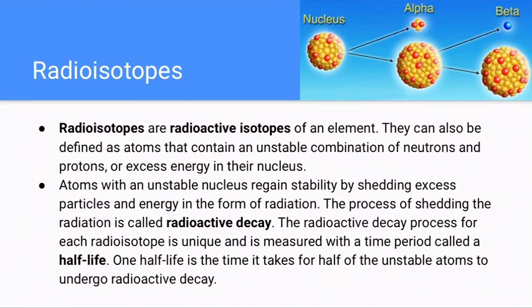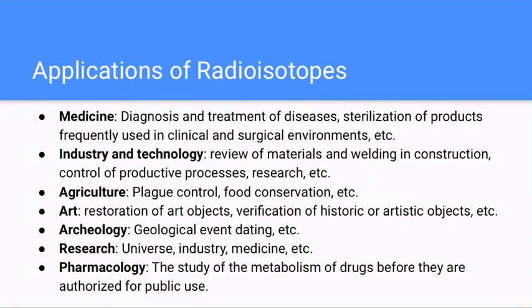The radioactive decay process for each radioisotope is unique and is measured with a time period called a half-life. One half-life is the time it takes for half of the unstable atoms to undergo radioactive decay. There are many applications of radioisotopes. On this slide, I have a list of applications of radioisotopes: medicine, industry and technology, agriculture, art, archaeology, research, and pharmacology.